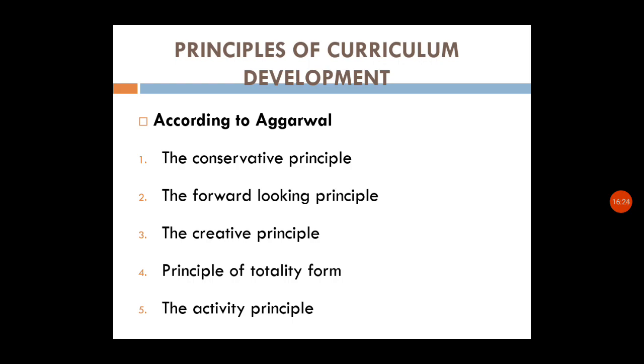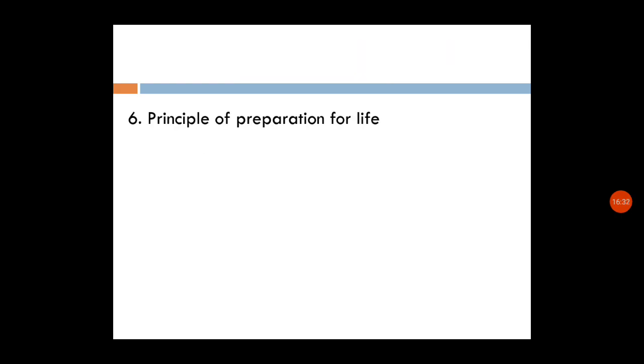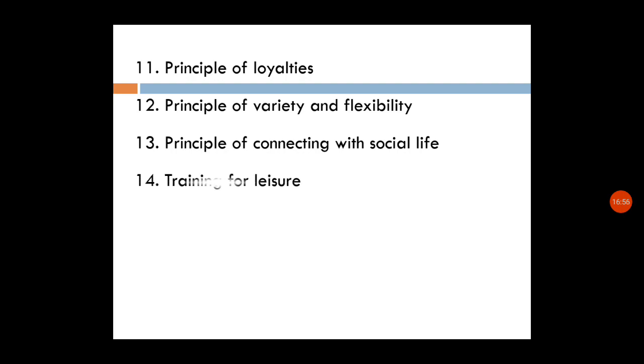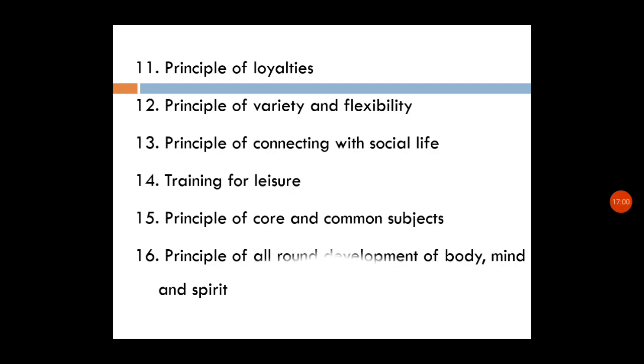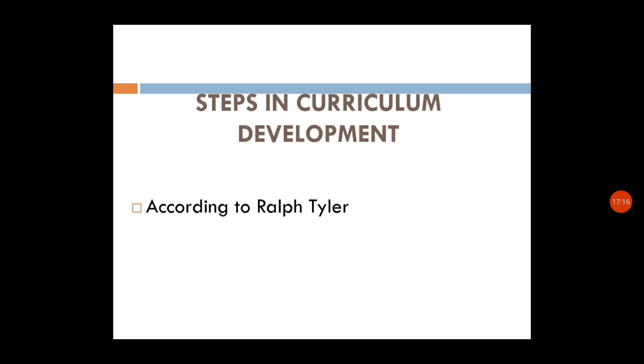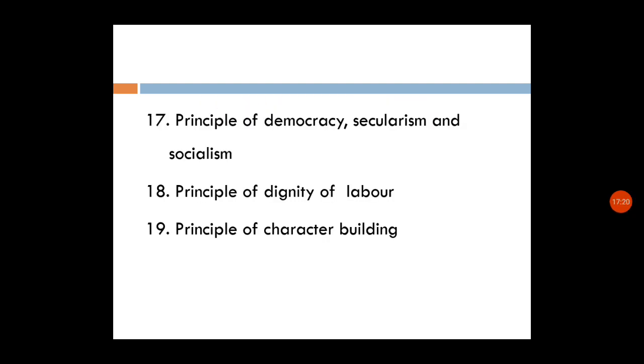Okay. The conservative principle, the forward looking principle, the creative principle, principle of totality form, the activity principle, principle of preparation for life, principle of connecting to life, child-centered curriculum, principle of integration and correlation, principle of comprehensiveness and balance, 11th principle of loyalties, principle of variety and flexibility, principle of connecting with social life, training for leisure, principle of core and common subjects, principle of all-round development of body, mind and spirit, principle of democracy, secularism and socialism, principle of dignity of labor, principle of character building, and these are the principles which we already discussed in curriculum development.